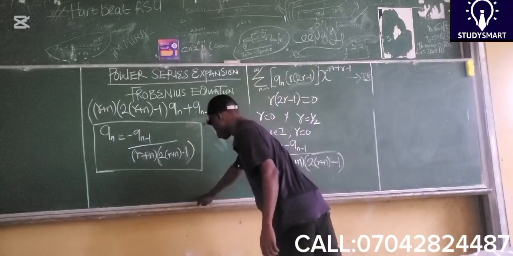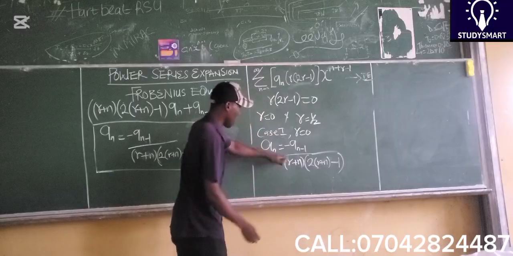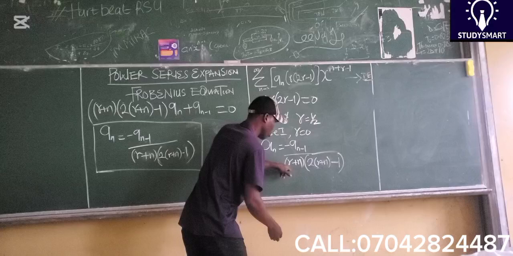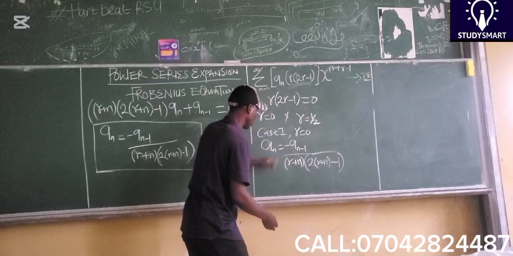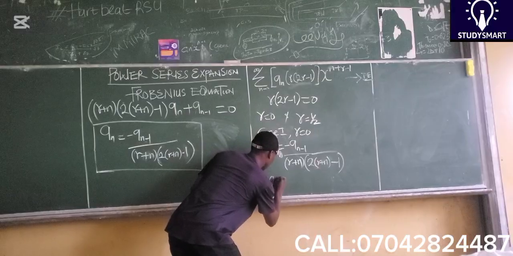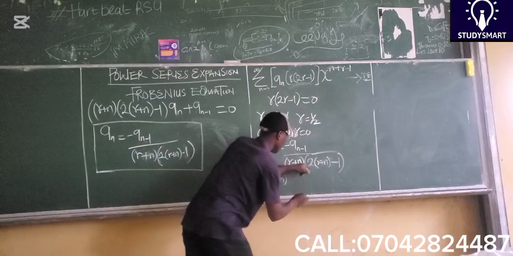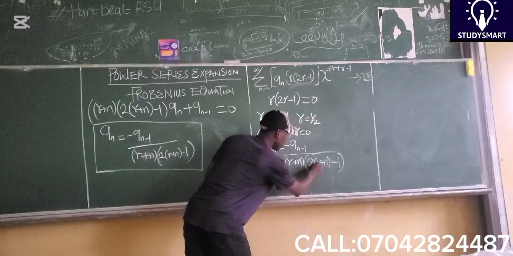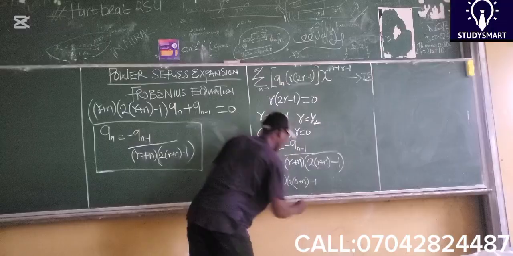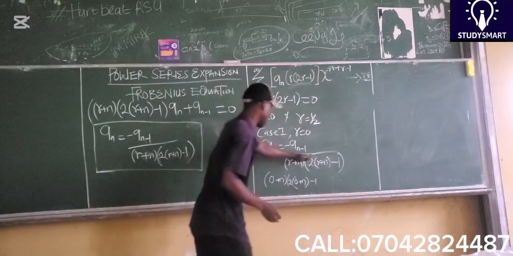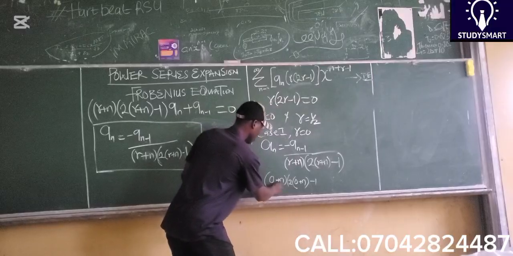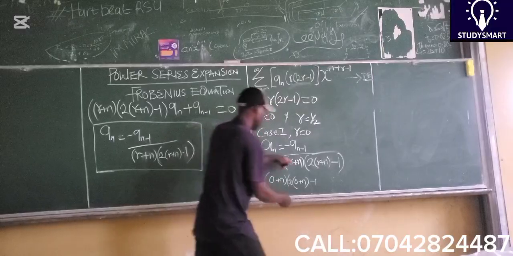If I do so, I'll just do the substitution here at once. Working with the denominator now, r equal to 0. This becomes 0 plus n, and we have 2 into (0 plus n) minus 1. So I'm going to rewrite this. 0 plus n here is giving me n.